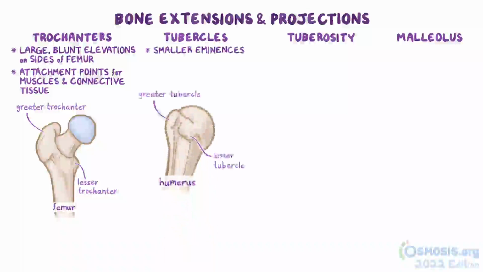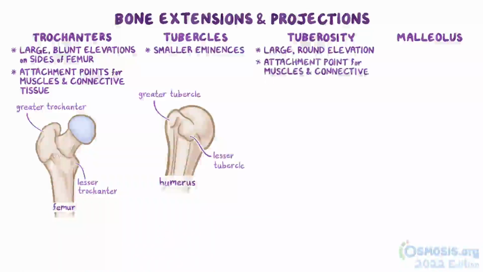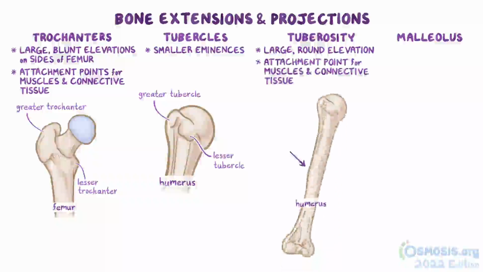humerus. Next is a tuberosity, which is a large, round elevation that also serves as an attachment point for muscles and connective tissue. An example of a tuberosity lies near the middle of the shaft of the humerus, called the deltoid tuberosity, where the deltoid muscle attaches.